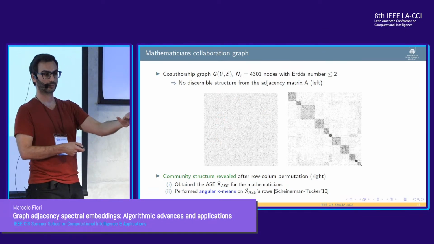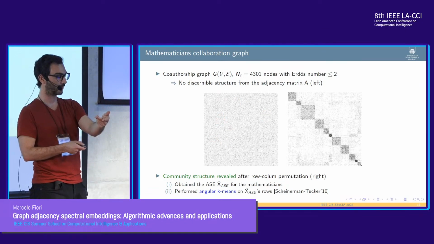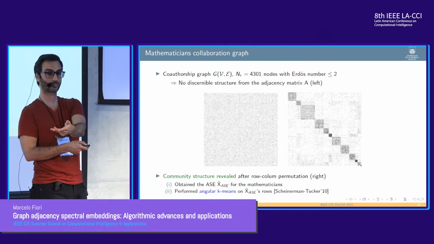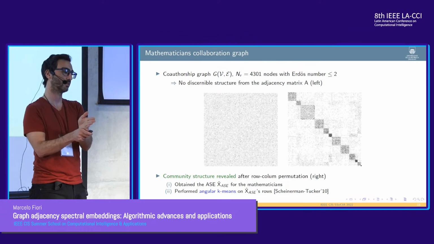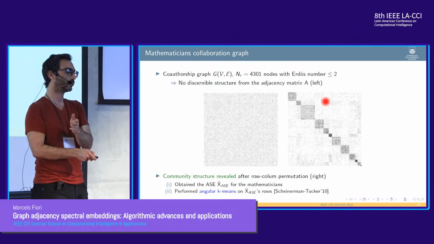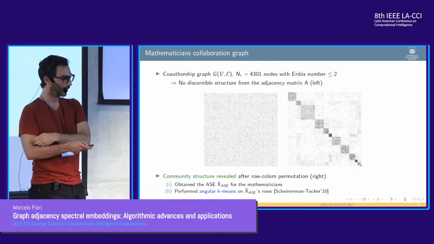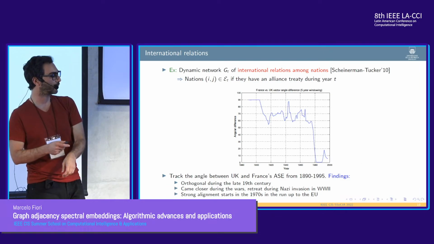But if you embed this graph and do clustering in R^d, and then we permute the adjacency matrix to show that clustering, then you can see a very clear structure here. All right. And now, yes, the last example.